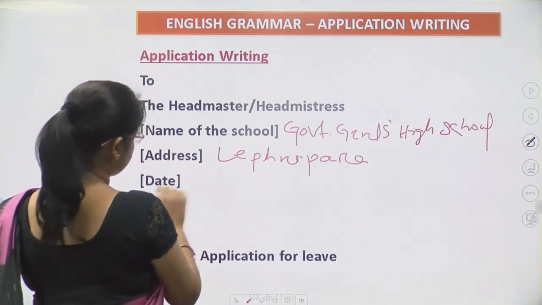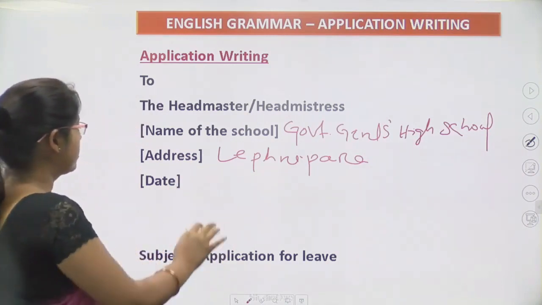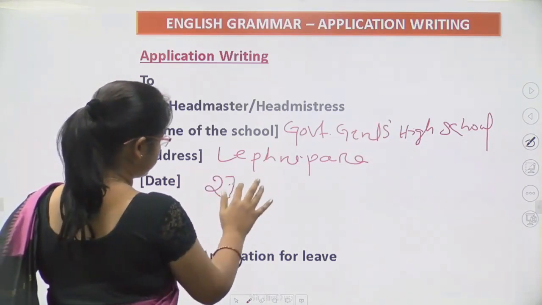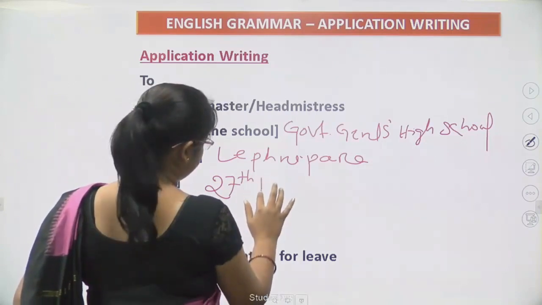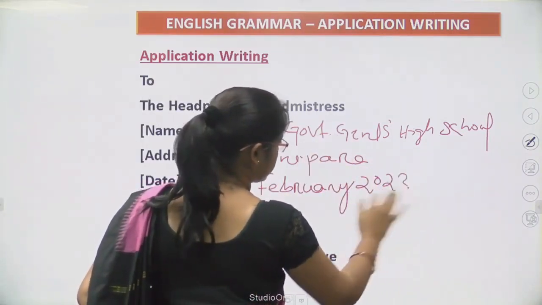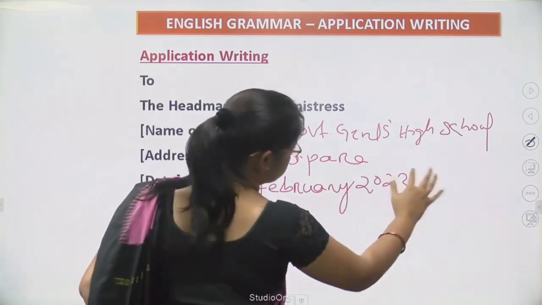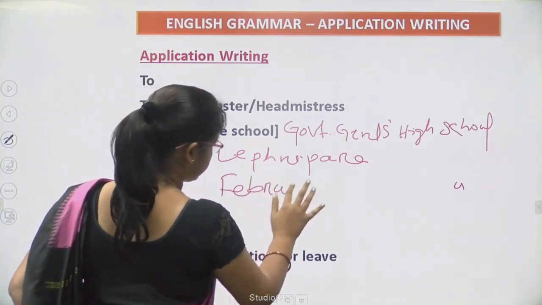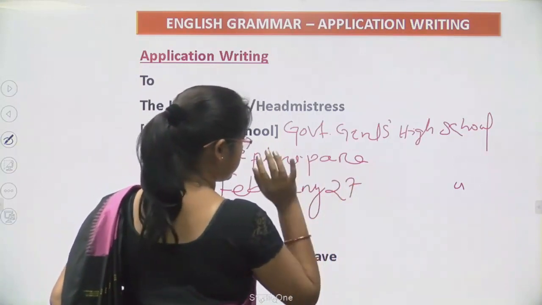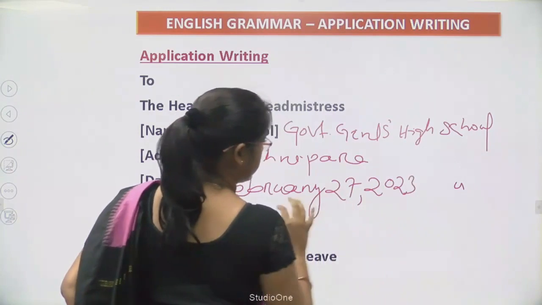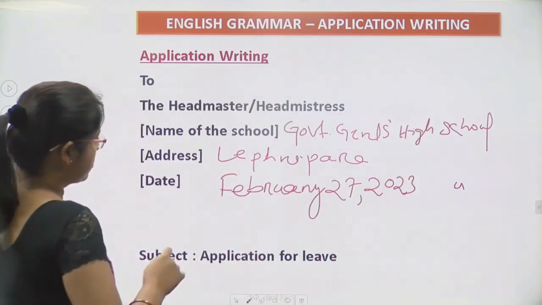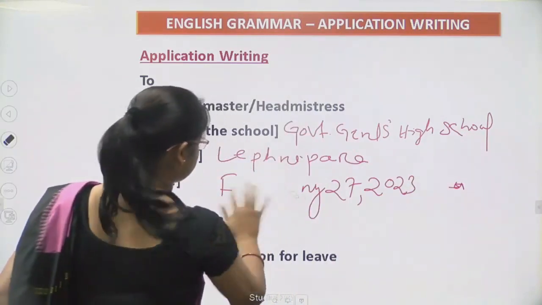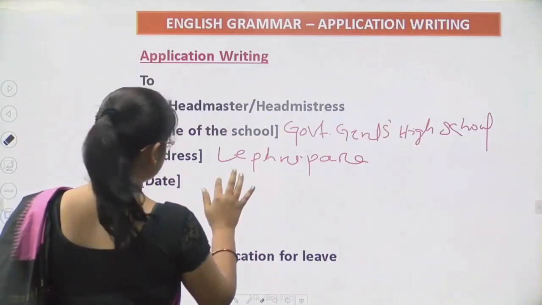Then you have to write the date. How do we write the date? The date is always written in expanded form, like 27th February 2023, or in another procedure, we can write 27 February, put a comma, then 23. In these two ways we can write the date. I prefer the first one. This is the best way of writing a date in expanded form.